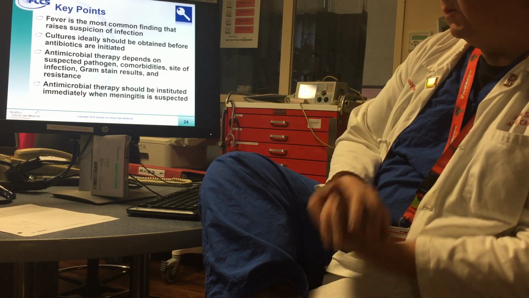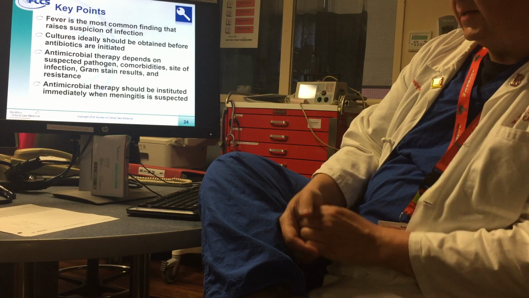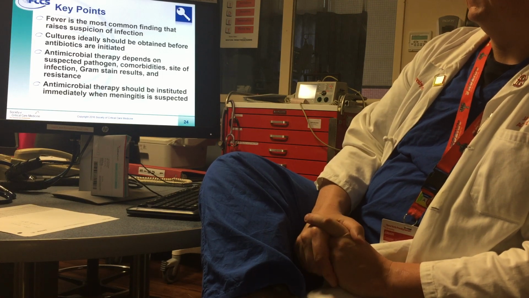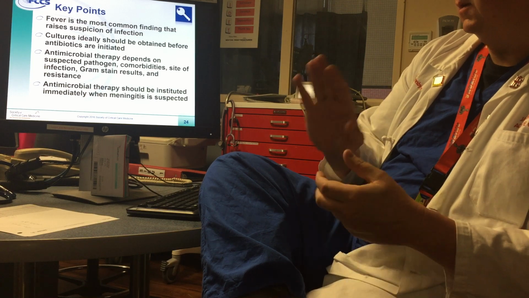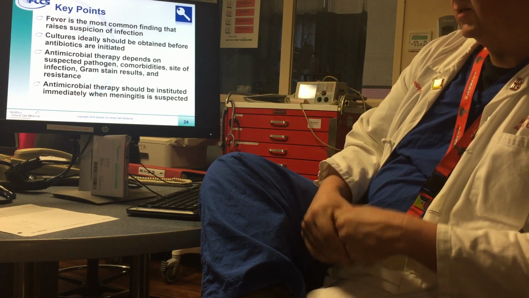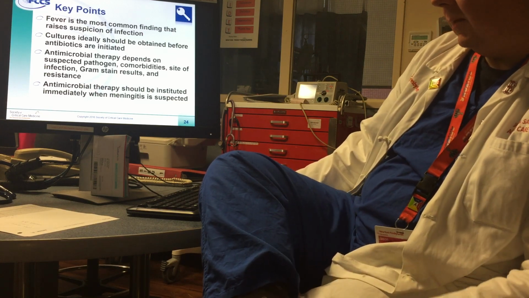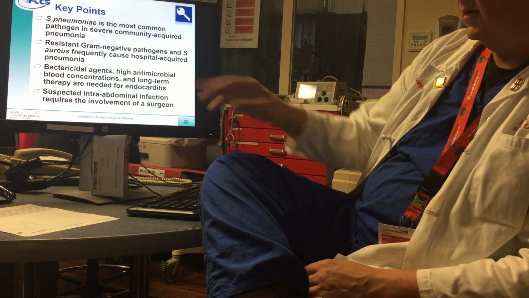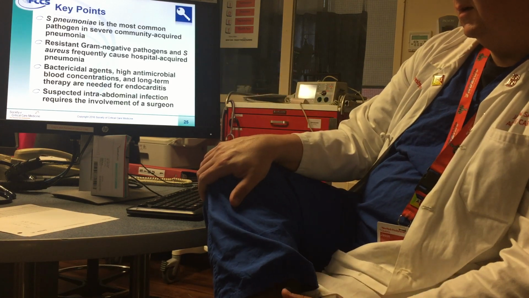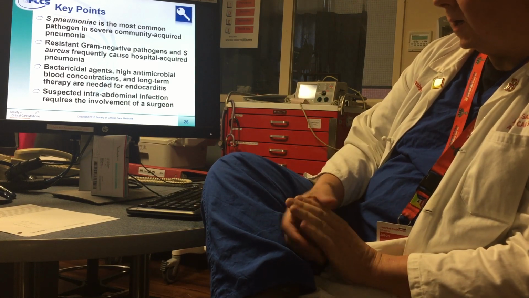Right? So fever is the most common finding that raises suspicion of infection. Cultures would be best obtained before antibiotics. Antimicrobial therapy depends on the pathogen, depends on the comorbidities of the patient, depends on where the infection is, depends on Gram stain results and local resistance. Antimicrobial therapy should be instituted immediately when meningitis is suspected. Strep pneumo is the most common pathogen in severe community-acquired pneumonia. Staph aureus and resistant gram-negatives are frequently causes of hospital-acquired pneumonia.